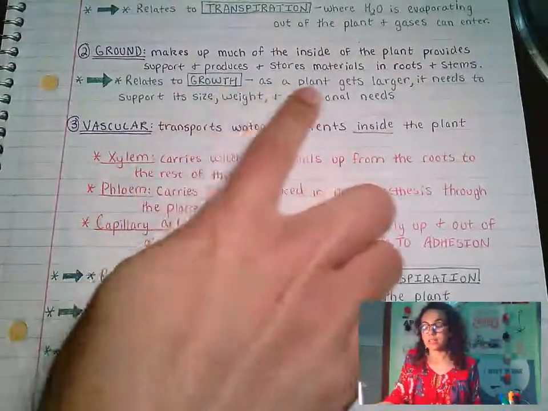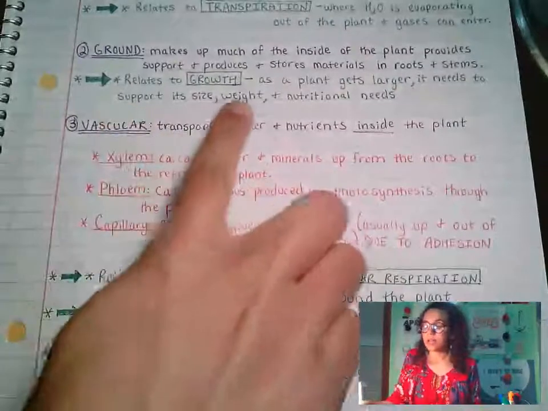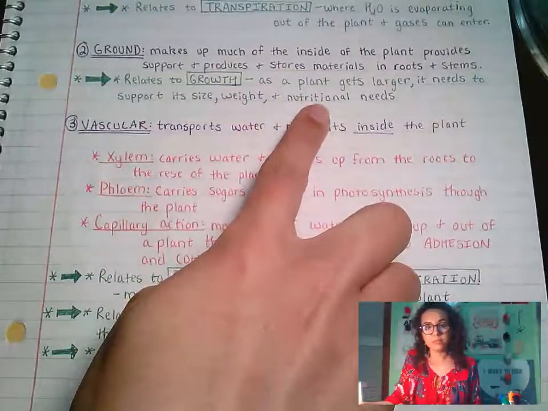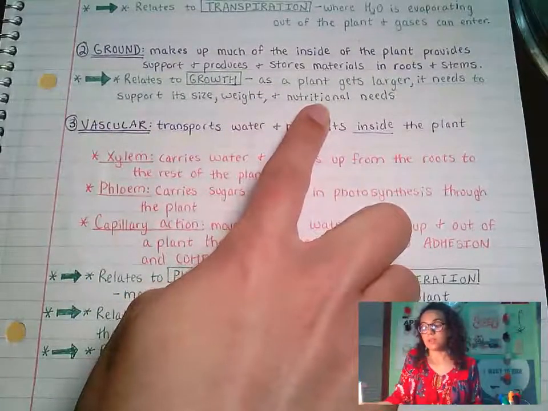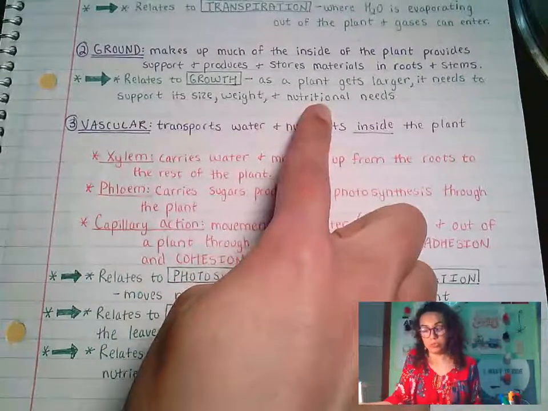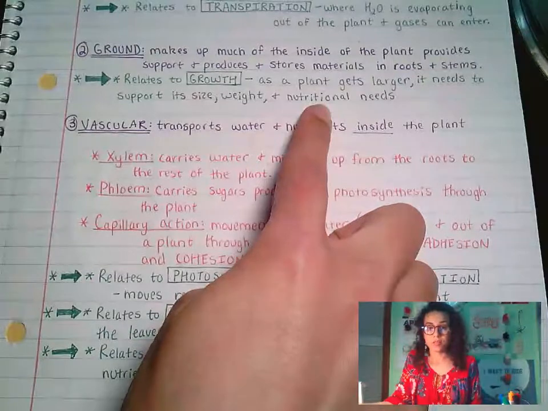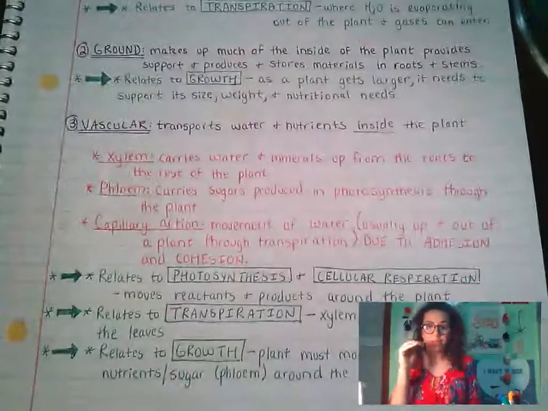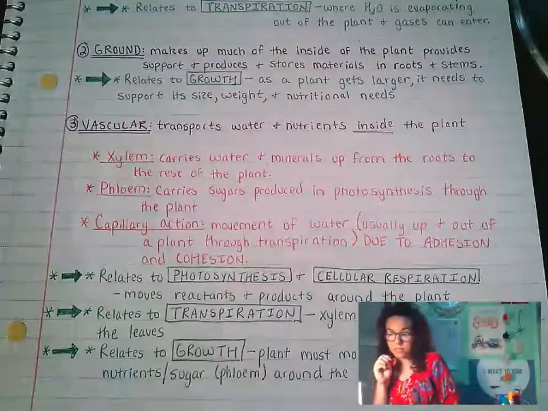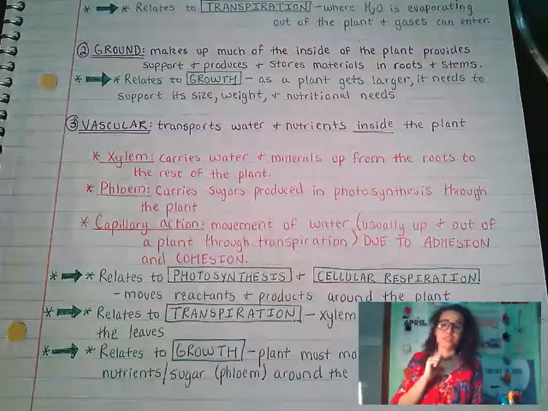As a plant gets larger, it needs to support its size, weight, and nutritional needs. So this is where we have a lot of structures that come into our structure and stability, starting from the base up, starting with that root system after the seed first germinates.